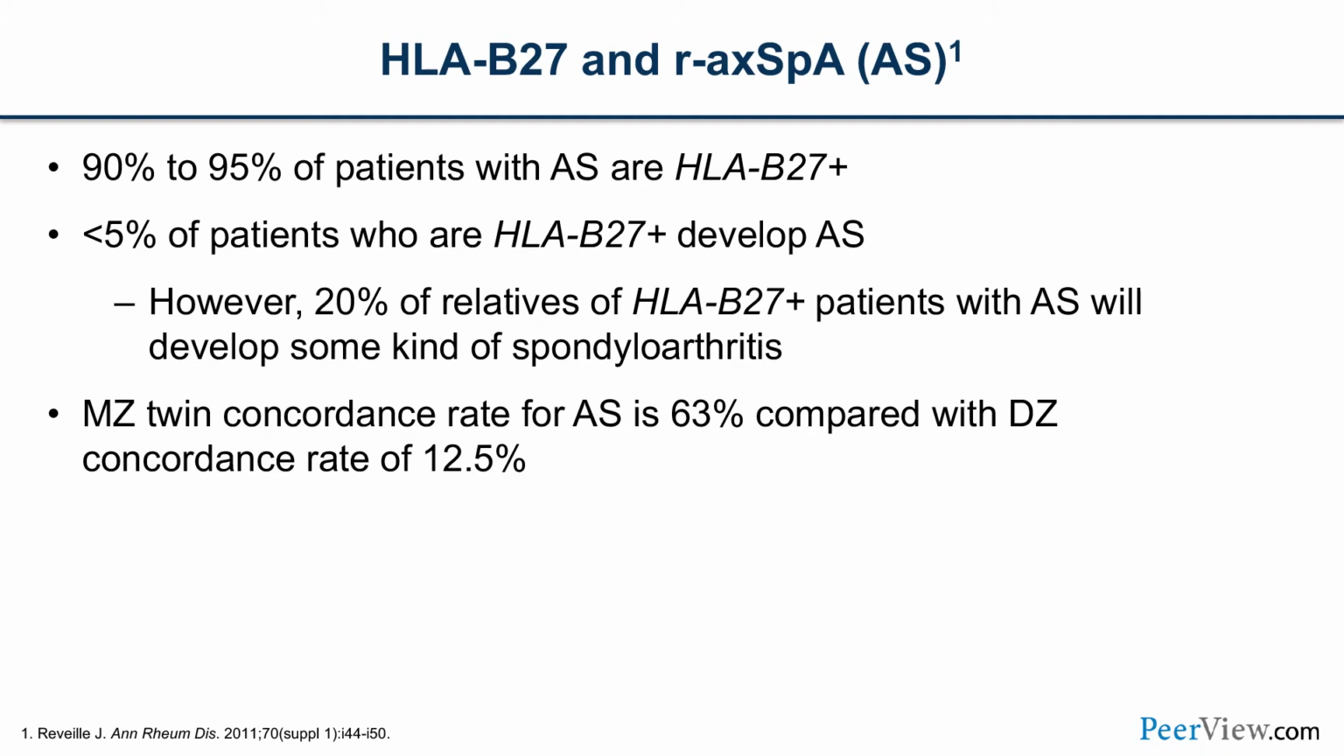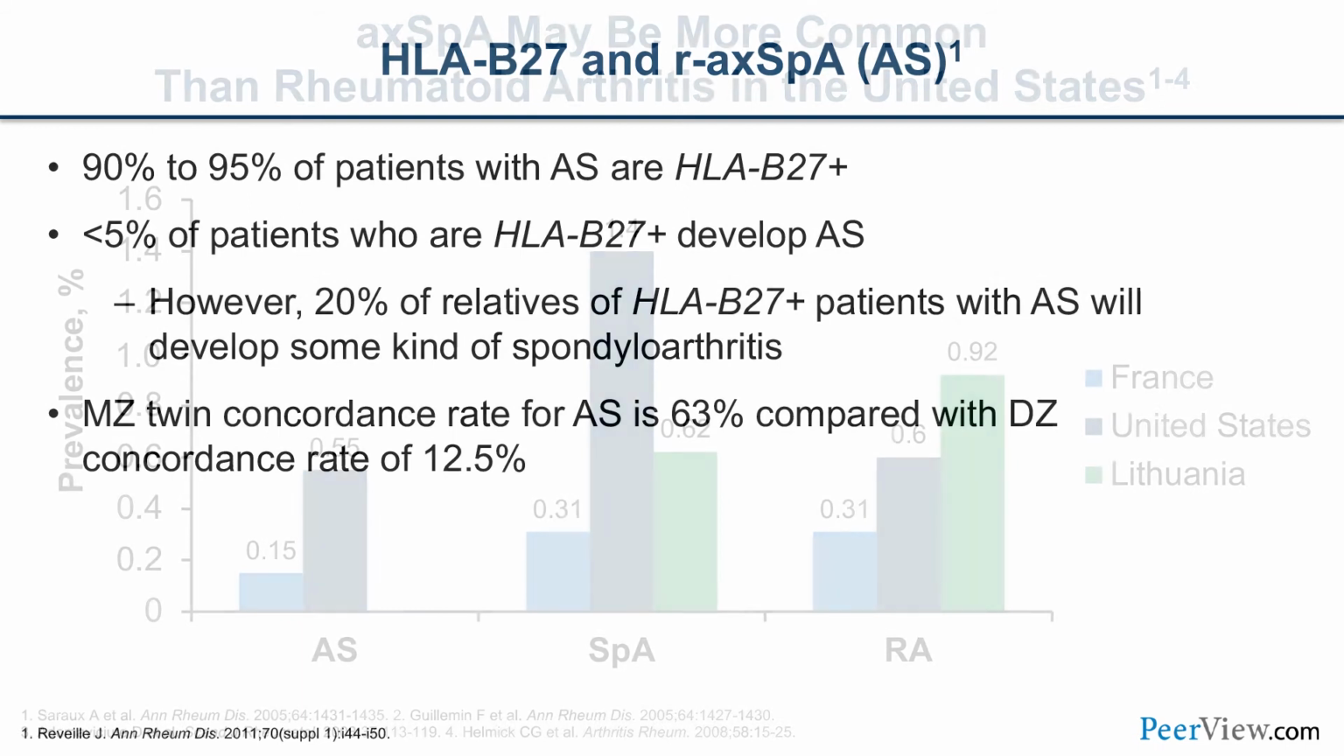Monozygotic twins with rheumatoid arthritis, where one person has it, the other twin only has about a 20% chance. So genetics are important. The frequency of HLA-B27 across the spectrum of these diseases is highest with r-axSpA and then falls off in reactive arthritis, psoriasis, enteropathic arthritis, and beyond. So it's really the spine that holds all of this together.